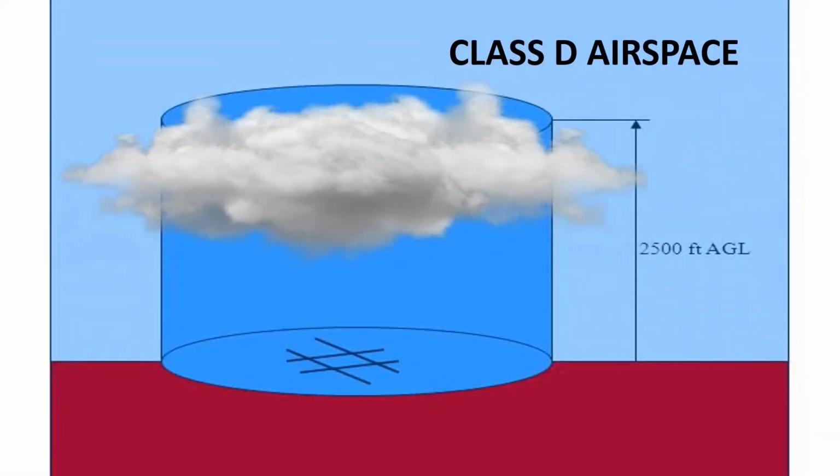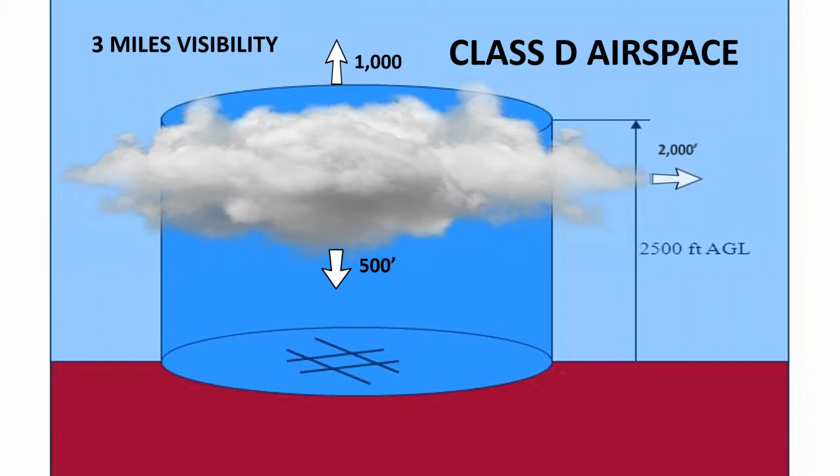So what's required for cloud clearance and visibility? Class D airspace, we're right back to that 3 miles visibility, 1,000 feet above, 500 foot below, and 2,000 foot horizontal, for the exact same reasons we just discussed. There's a speed limit of 200 knots in Class D, but still with the jets coming and going, all the different traffic, you need that cloud clearance.